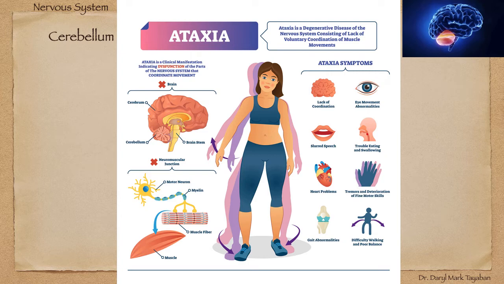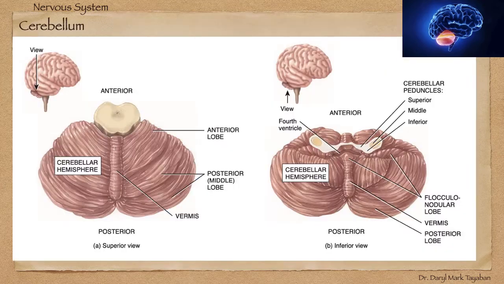It's not only the movement, but as you can see in the picture, there is slurred speech. There are also some heart problems, and trouble eating and swallowing because there's no coordination. I don't know if you recall, the swallowing should be coordinated from the time that you swallow it and the food is passed from one area to another. Everything should be coordinated because if it's not, it could be trapped or placed somewhere else. Anyway, let's move forward.